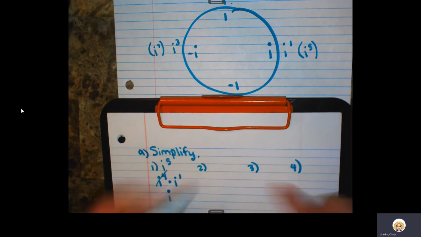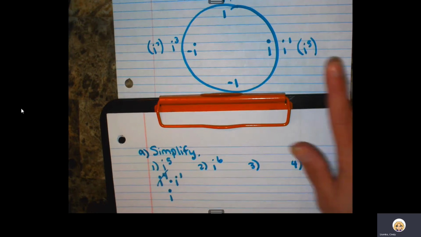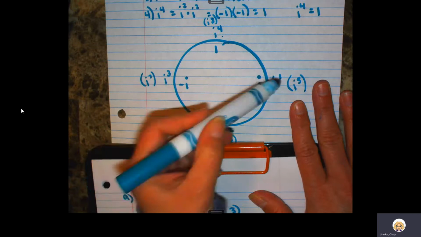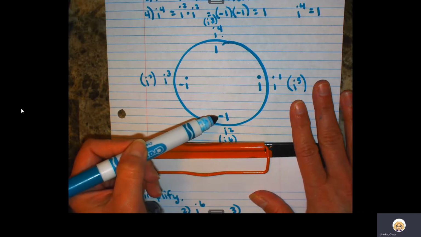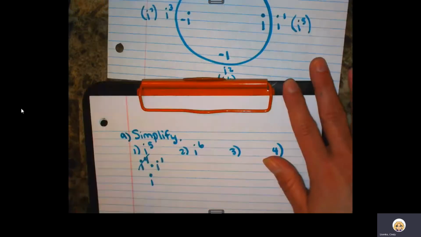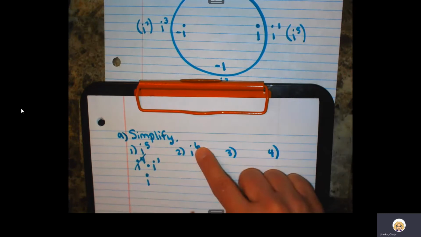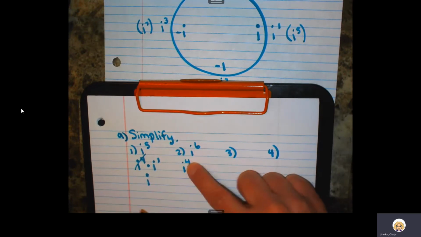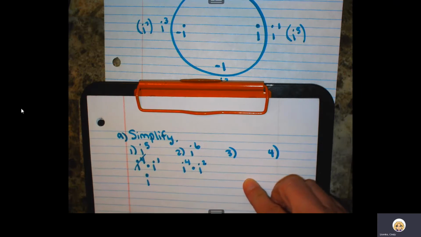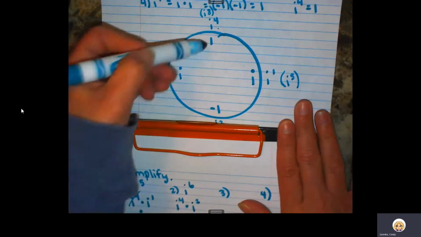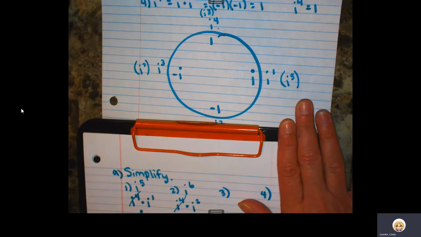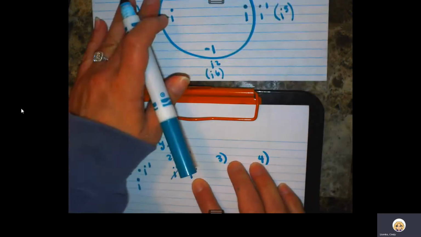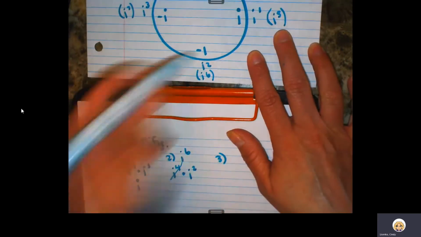The next one, i to the sixth. I can use my clock and go around 6 times. So I can go 1, 2, 3, 4, 5, 6. So I know my answer is -1. Another way to do that is you can take out a power of 4. So you can write i to the fourth and see how many you're left with. Well, 6 minus 4 is 2. So that's i squared. You know that i to the fourth is just 1, so it's going to cancel out. So your answer is just left with your remainder, your i squared. If you look at your clock, i squared is just -1.